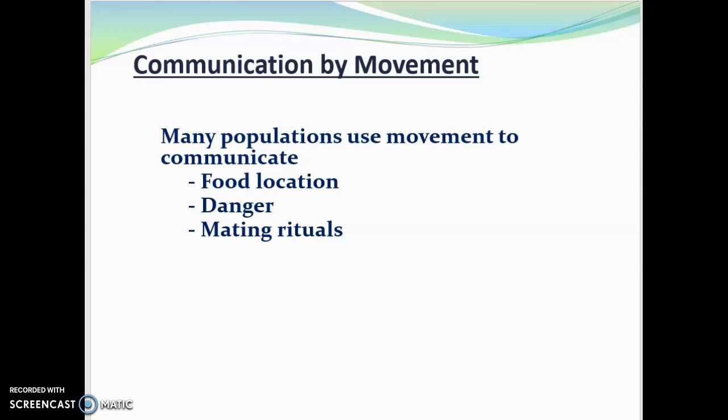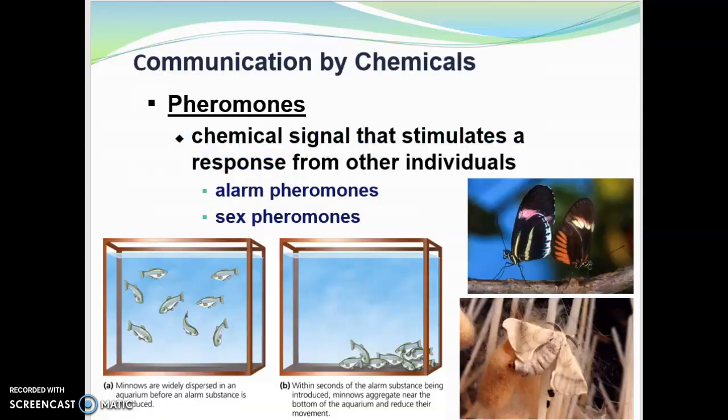There are lots of ways that animals will communicate through movement. Body signals. Populations are going to use movement to communicate where food is located. They're going to use it to alert others of danger. Communication might be a mating ritual. I know bees will do a certain dance when they enter the hive, and they want to tell bees where the flowers are so they can get pollen. They'll do a little dance that tells them the direction of where to find the food. It's pretty cool.